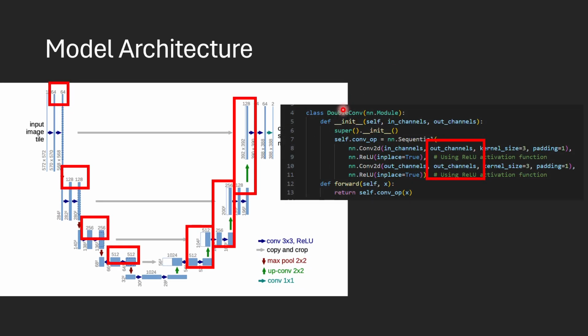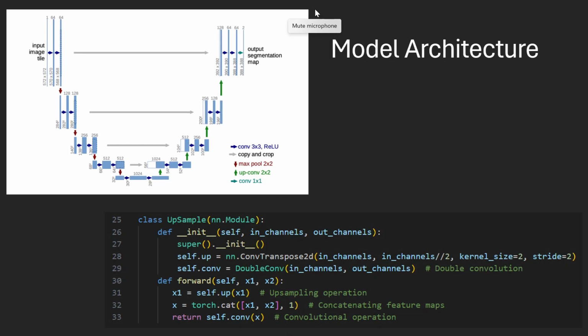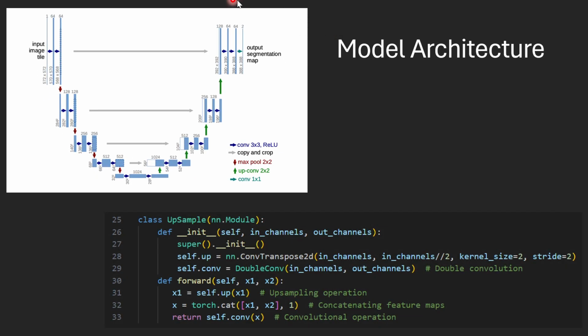This double conv will be used for both down and upsampling, and also for the bottleneck, by the way. We'll cover that when we reach there. But when it comes to the upsampling part, here you can see upsampling starts here. So one green arrow, which is the up part.